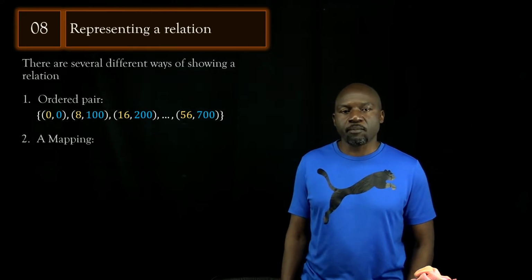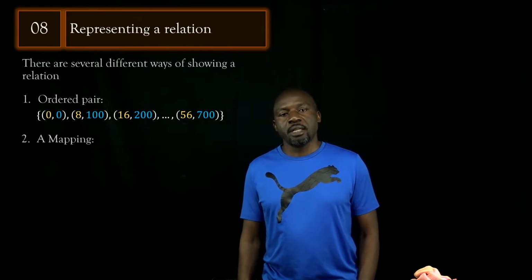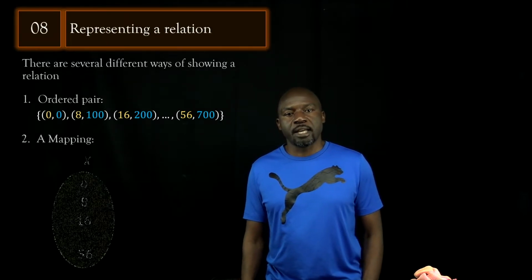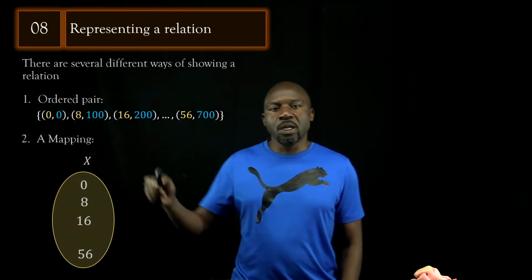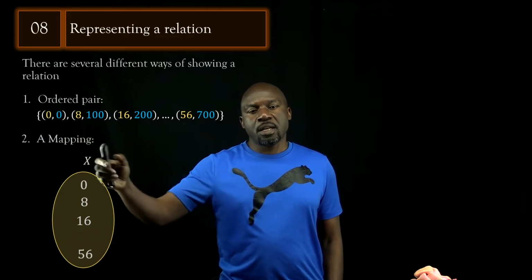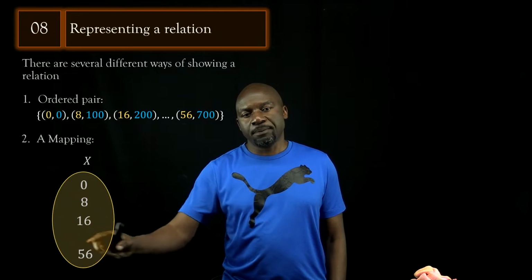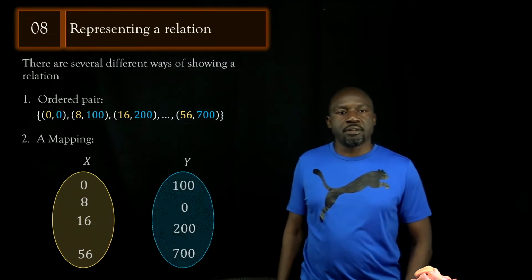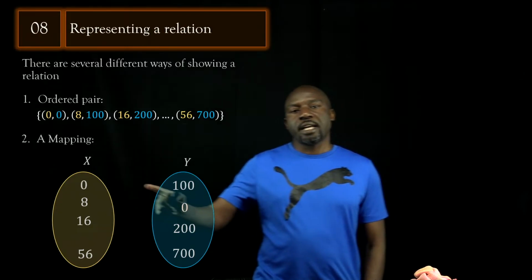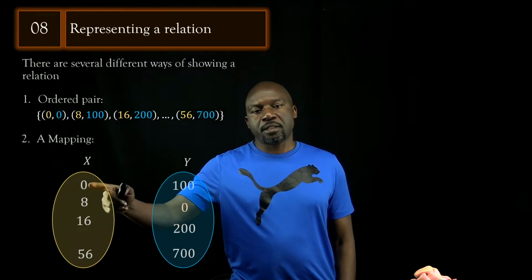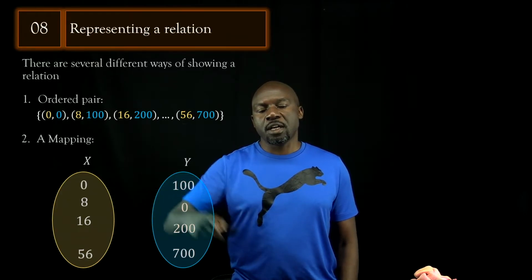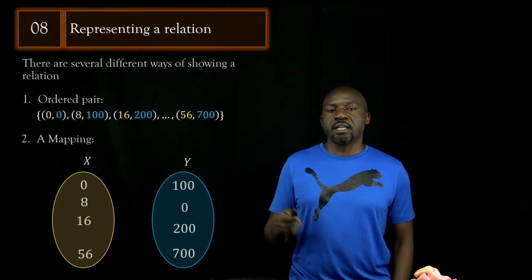What is a mapping? A mapping is simply putting the domains in one circle, one big circle or oval like that. So the values of the domain, the yellow ones, are in one oval. And then we place the values of the range on the other. Okay, and then we connect the respective values of the domain and the range, okay, the input and the output, or independent and dependent variables.